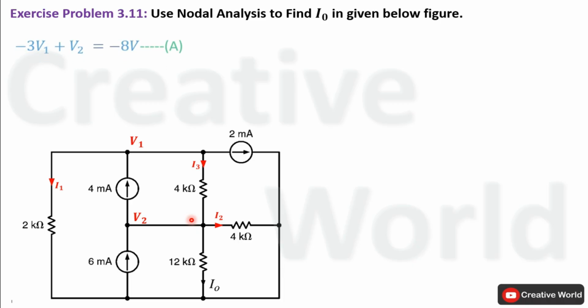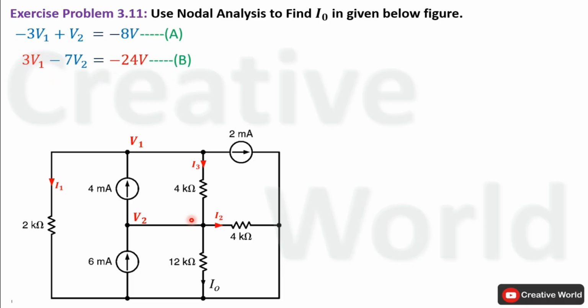Up to this point, we have retrieved two node voltage equations. Now we will try to solve these equations to find out the value of voltage V2. We are interested in finding out the value of voltage V2 because if we know the value of voltage V2, we will be able to calculate current I0, and this is the required parameter asked in this scenario. So first of all, we will add these two equations together.